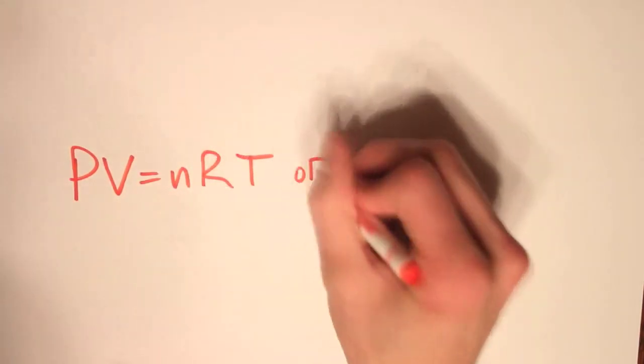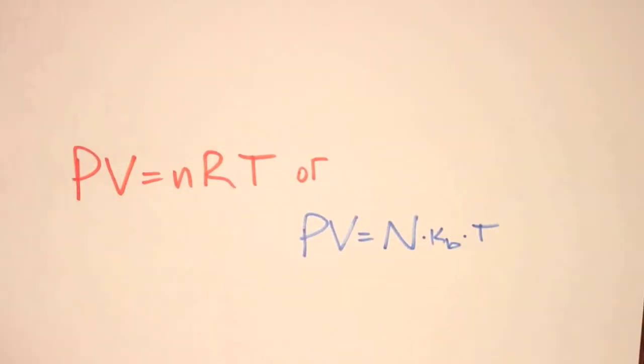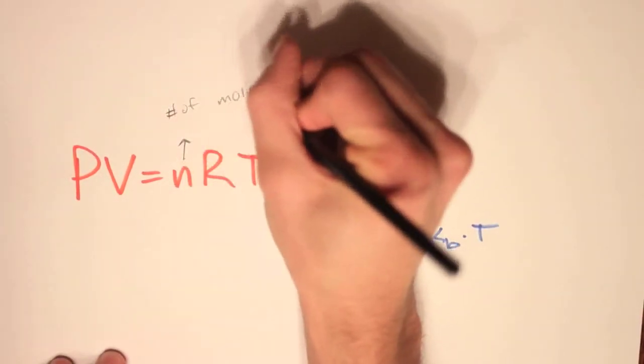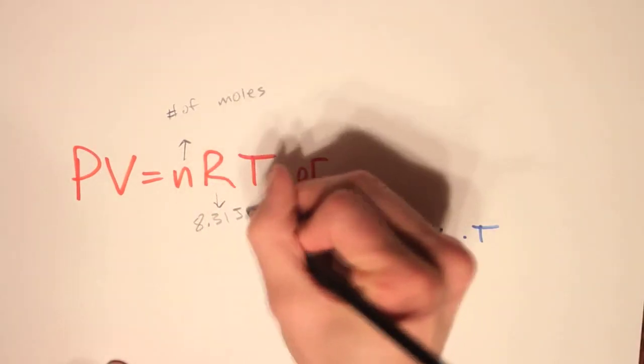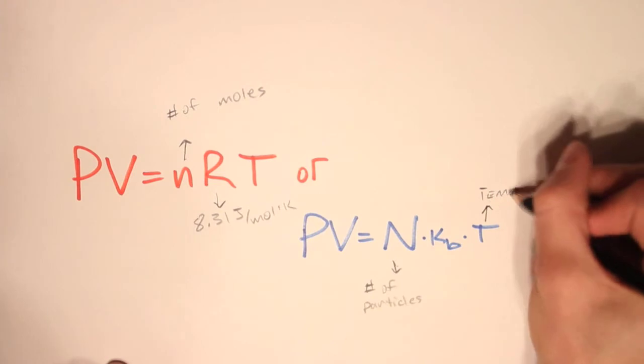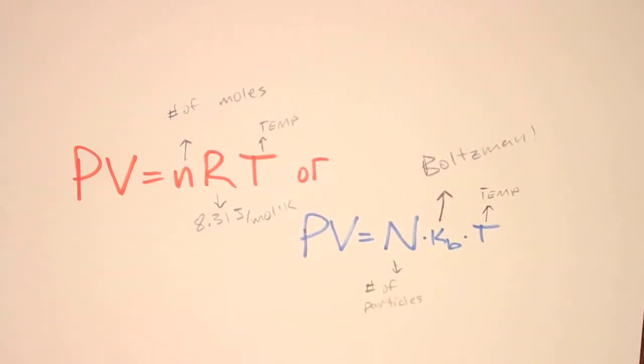This leads us to the ideal gas law, PV = nRT, or PV = N k_B T. Lowercase n is the number of moles, capital N is the number of particles, R is 8.31 joules per mole Kelvin, temperature is always in Kelvin, and k_B is Boltzmann's constant.